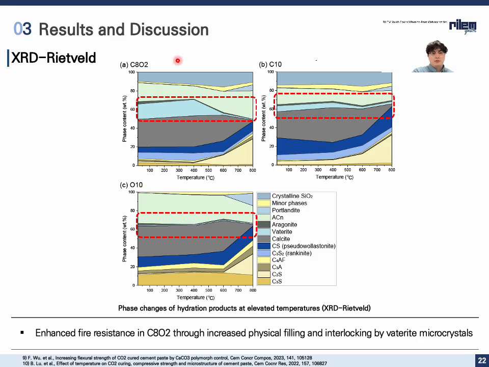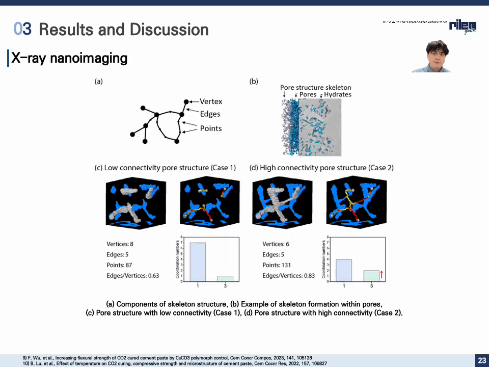This is the composition result analyzed by the XRD Rietveld. In C802, a stable proportion of vaterite was maintained up to 600 degrees Celsius, contributing to its enhanced fire resistance. This result suggests that the vaterite crystals improve the thermal stability by enhancing the microstructure interlocking and reducing phase decomposition. The key is the vaterite structure in the carbonatable matrix.